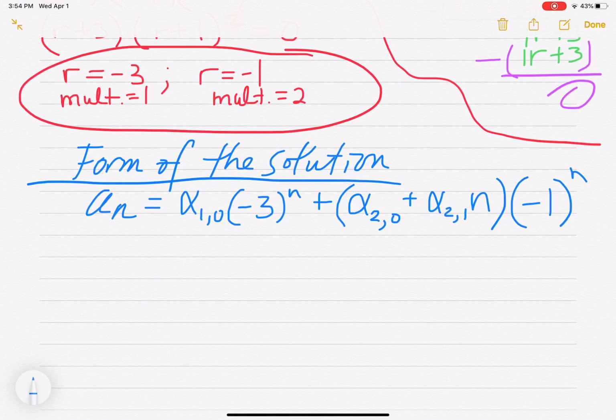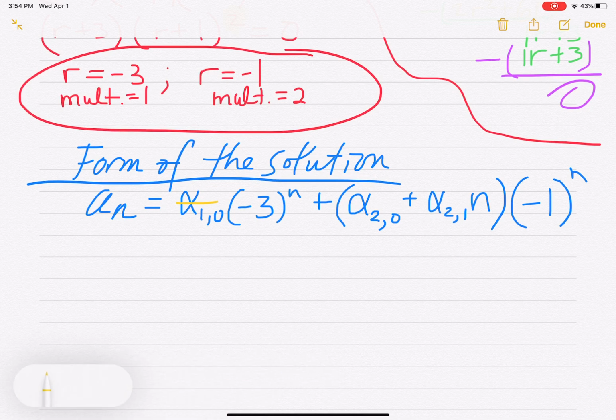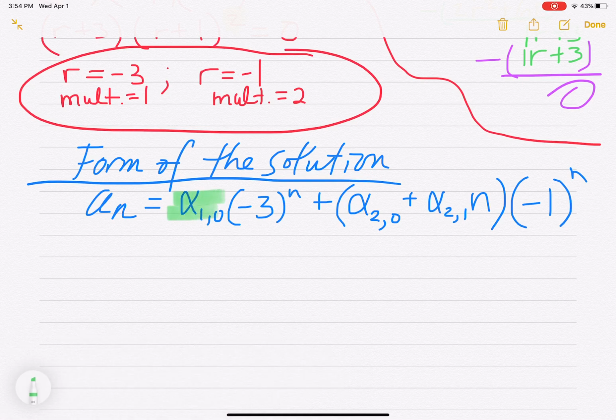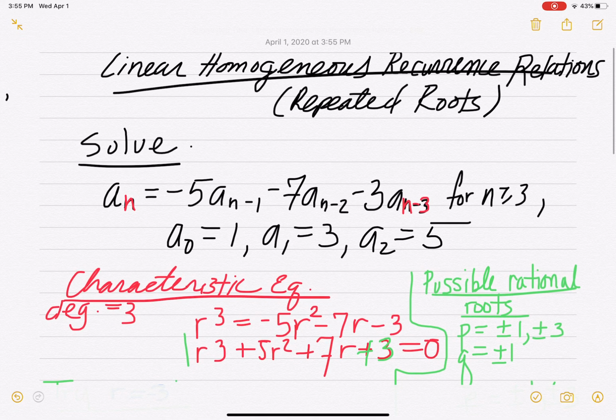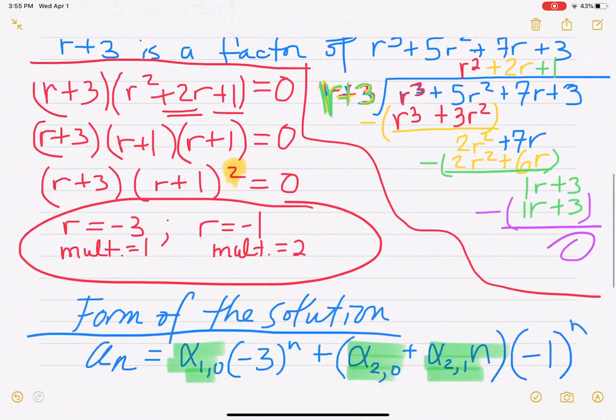All we have to do now is find the coefficients, the alphas. Alpha 1,0, alpha 2,0, alpha 2,1. We're going to get those from the initial conditions. The initial conditions were 1, 3, and 5. Those are easy to remember, 1, 3, and 5.